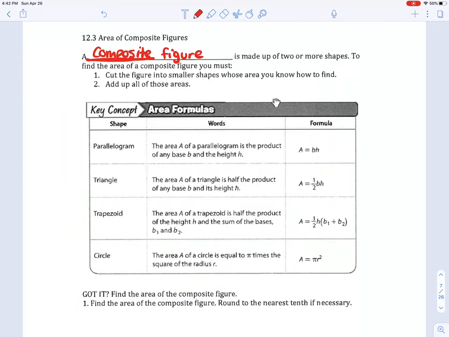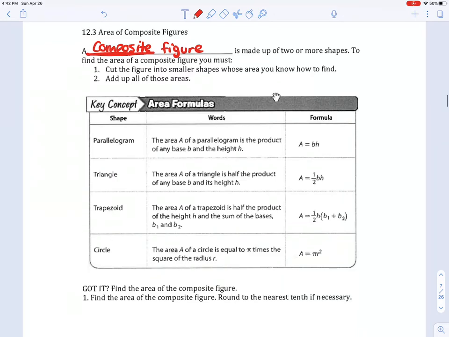So if you look here, I copied this directly from your book. We know how to find the area of a parallelogram. We know how to find one for a triangle, one for a trapezoid, one for a circle. So you're going to cut this figure into little shapes that you know how to find the area of. Once you've done that, you can add them all together.